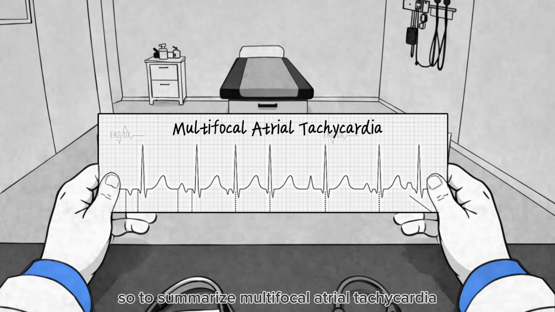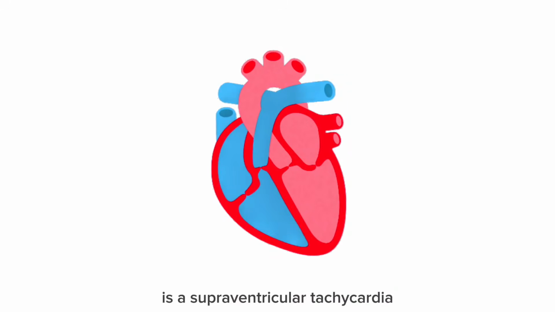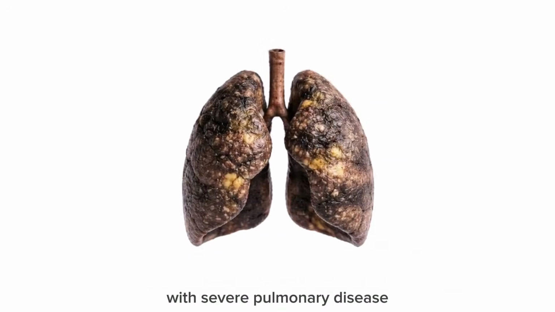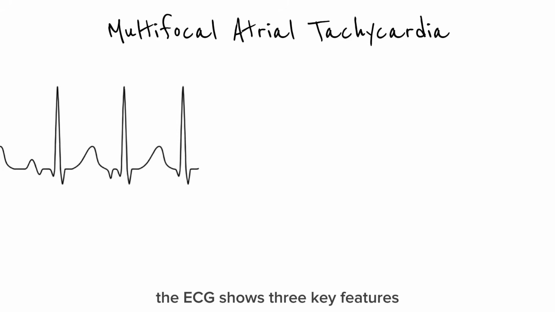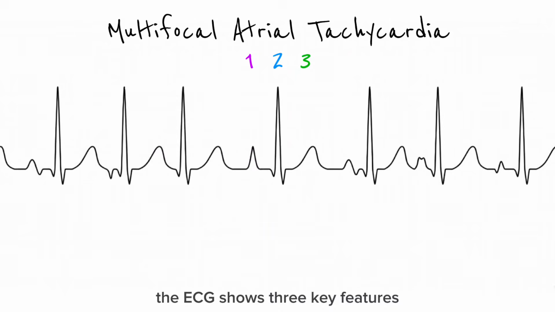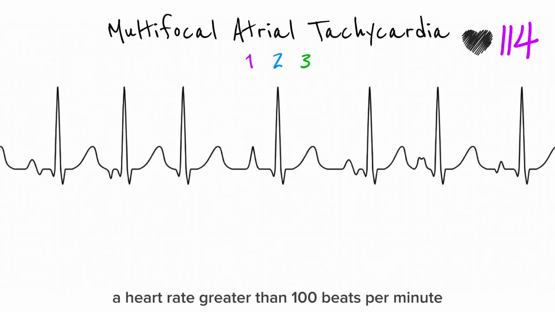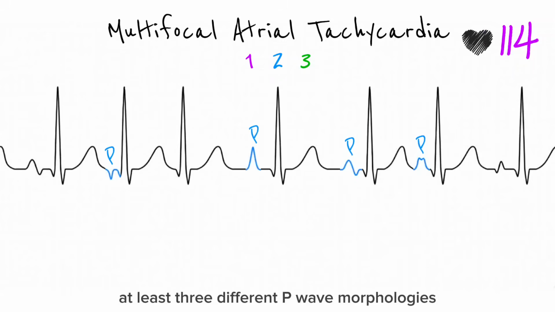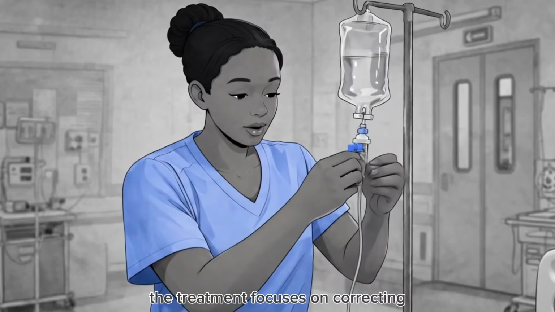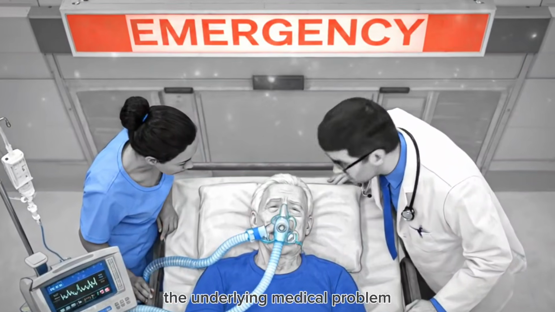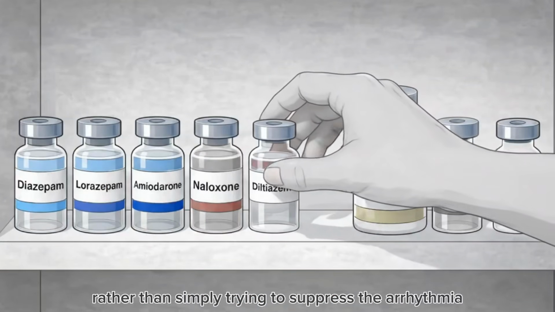So to summarize, multifocal atrial tachycardia is a supraventricular tachycardia caused by multiple atrial pacemakers. It most commonly occurs in patients with severe pulmonary disease, particularly COPD. The ECG shows three key features: a heart rate greater than 100 beats per minute, at least 3 different P-wave morphologies, and an irregular rhythm with clearly visible P-waves. And most importantly, the treatment focuses on correcting the underlying medical problem rather than simply trying to suppress the arrhythmia.